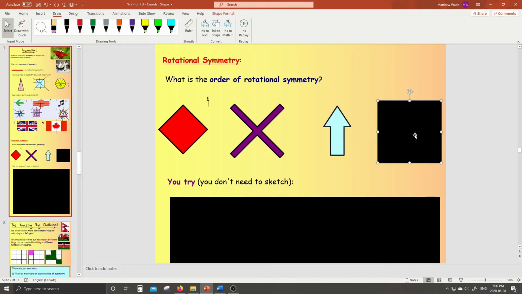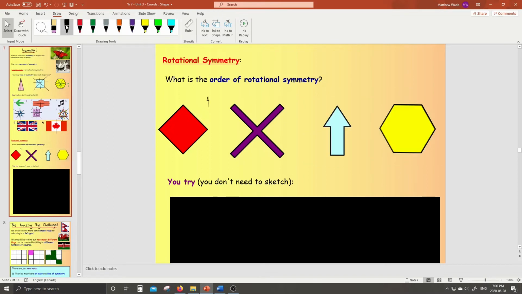How about this one and this one? What do you think? What do you think, lovelies? Well, if you got this one, the arrow, as 1, you're exactly right. Because look, all the way around, not matching, not matching, not matching, bang, back into position. So that guy there, 1. And this guy here, the hexagon, it's got 6 sides. What do you think? Well, let's see. 1, 2, 3, 4, 5, 6. So it is exactly like you thought, lovelies. 6. So this has got 1 and that's got 6. And that's what rotational symmetry is, okay?